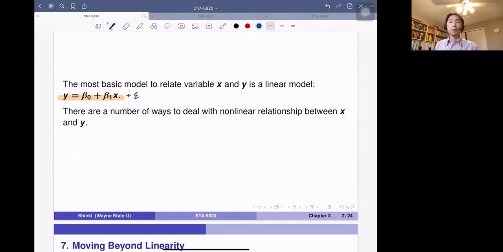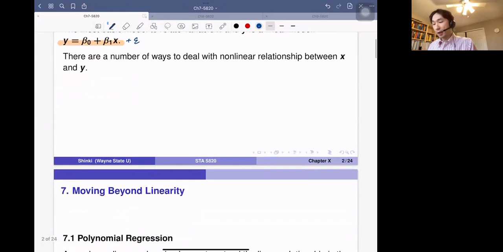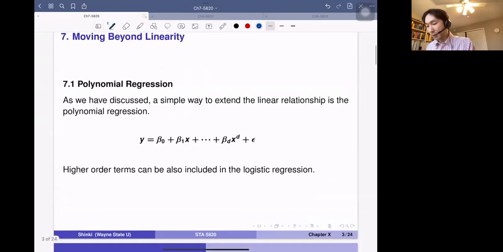plus epsilon. In mathematics, we have two equations for two parameters, and we can solve them as linear equations. In a statistical model, we have more observations than the number of parameters, so we cannot perfectly determine beta naught and beta 1, but we allow error, the epsilon, and we usually want to minimize the sum of squared errors. And if the pattern between y and x is not linear, then what should we do? We study several ways in chapter 7.